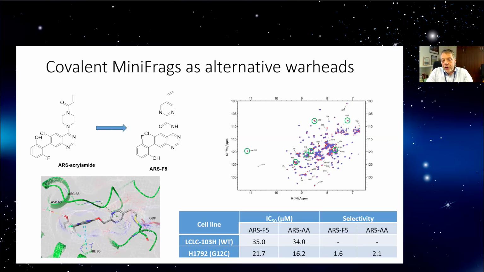And here you can see the biological activity on different cell lines, including LCLC 103H, which expresses the wild type KRAS, and H1792, which expresses the G12C mutant. As compared to the original version, we observed more or less the same IC50 and the selectivity as was found for the original acrylamide version.